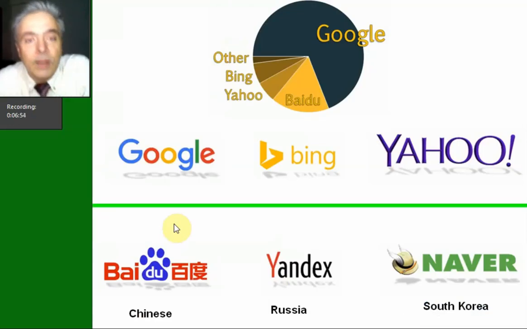So what are the search engines that are most important today? The biggest one is Google, right? This shows the size of the market share that Google has compared to the other search engines. So the main ones are Google first, then Bing and Yahoo. But these are not the only ones in the market. For example, in China they have Baidu, Yandex is from Russia, Naver is from South Korea.